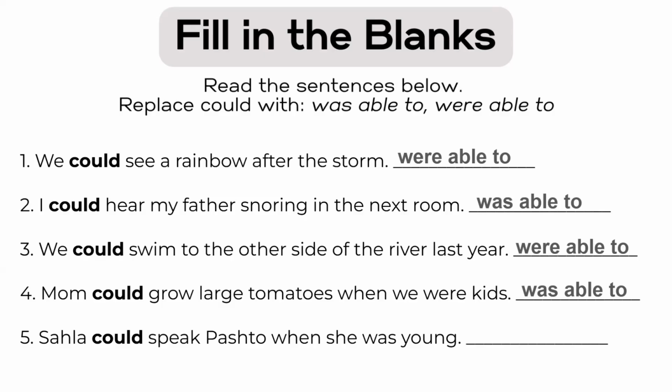And the last one, Sala, which is a girl's name, she, so we're going to use was able to. Let's read it together. Number 5, Sala was able to speak Pashto when she was young.